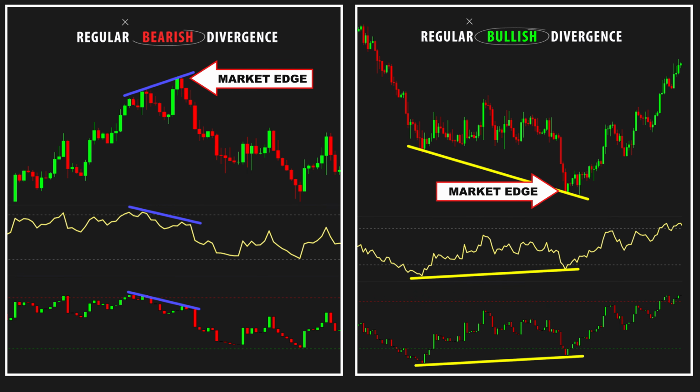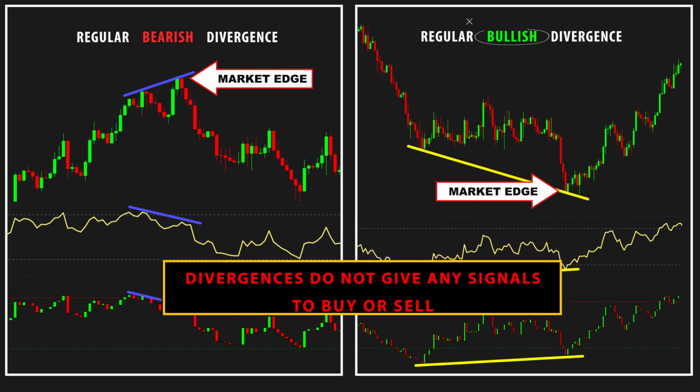There's high probability the market will reverse after the regular divergence shows up in the momentum indicator. Please keep in mind, we use divergence as an indicator, not as a signal to enter a trade. We should combine divergence with additional confirmation tools to have a high probability of winning with relatively low risk. Let's discuss later in the video.